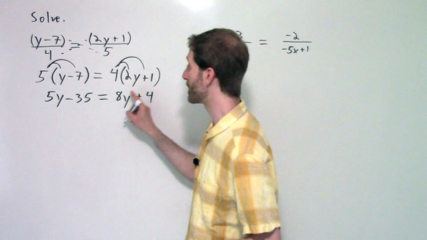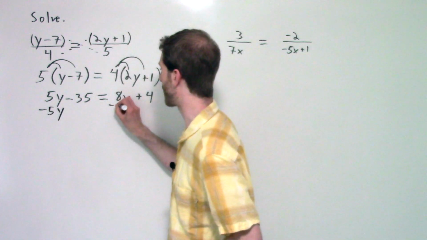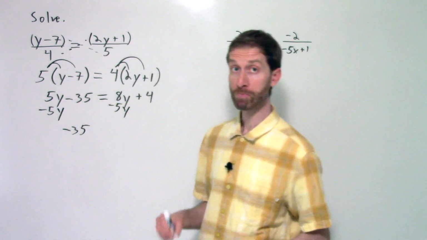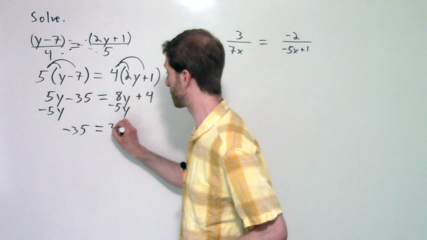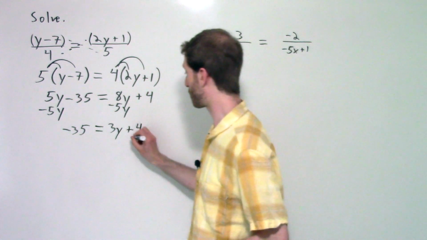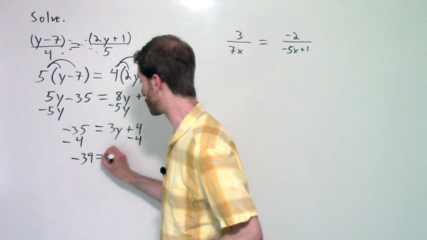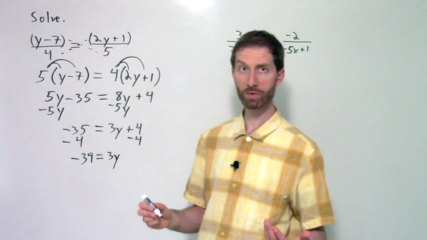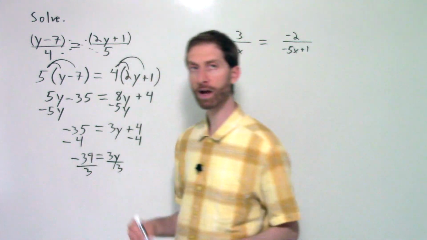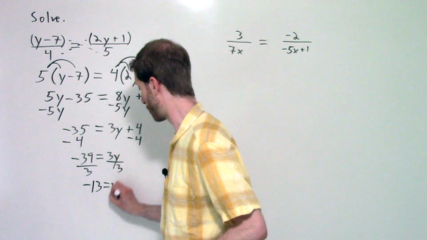I'm going to get the 5y to this side. So I subtract 5y just to keep things positive. So that leaves me with a negative 35 on the left side, a 3y on the right-hand side, plus 4. Solving, still subtract 4 from both sides, not bad. So that leaves me with negative 39 is equal to 3y. And now I'm just going to divide both sides by 3. So negative 39 divided by 3 is negative 13. So I have negative 13 is equal to y.